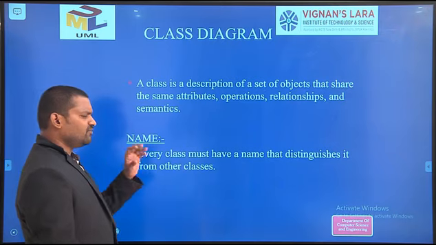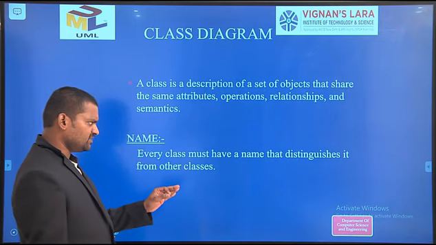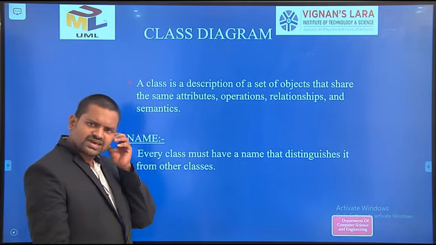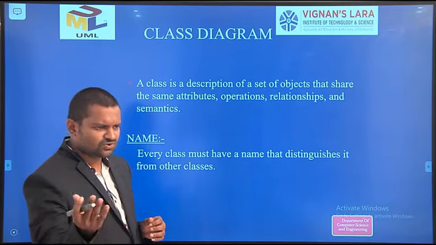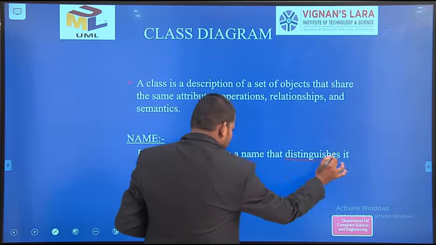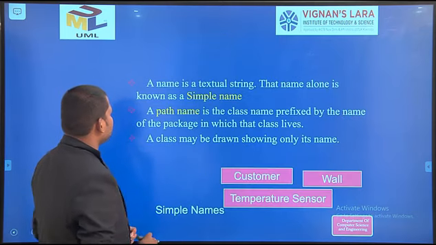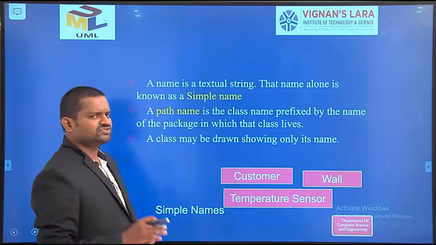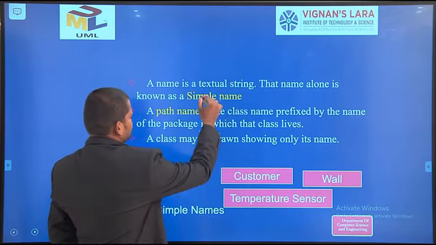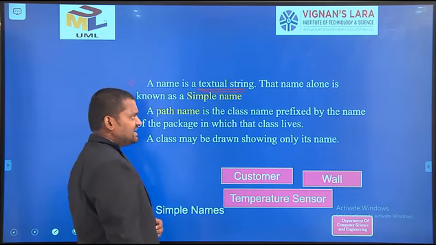The name: every class has a unique name. Every class must have a name that distinguishes it from the others. No two classes have the same name, so every class has a distinguishing name. To write a name, simply, a name is a textual string.